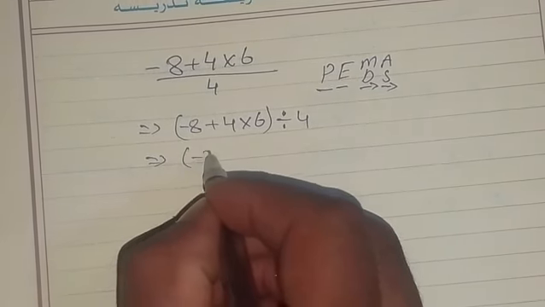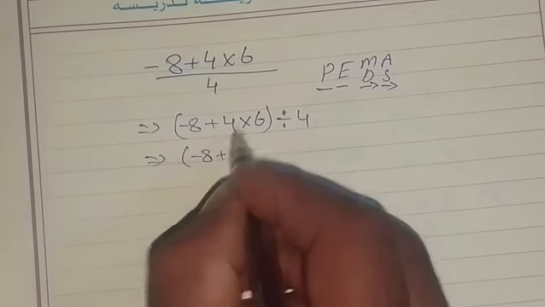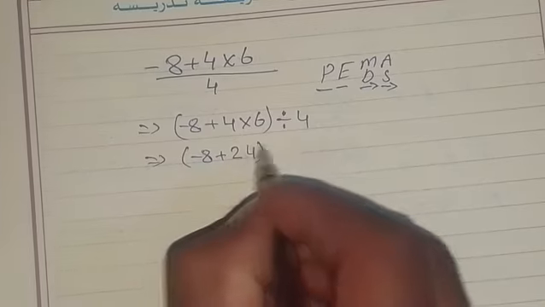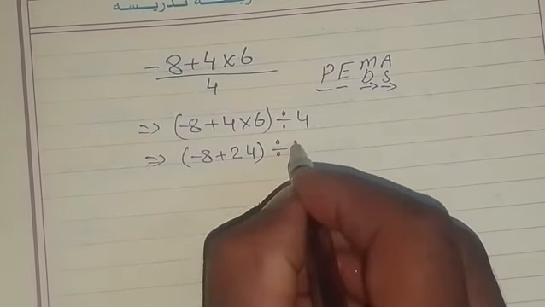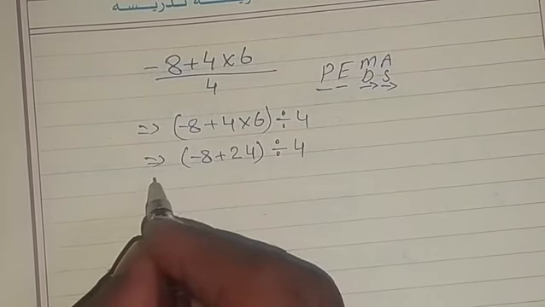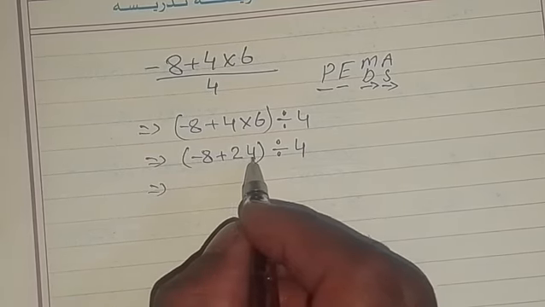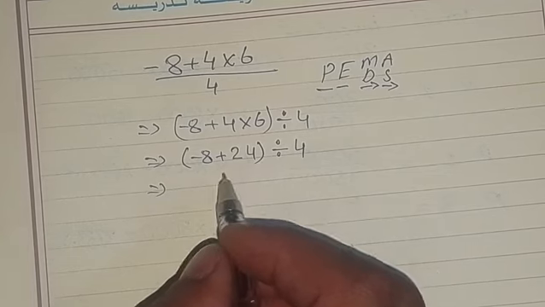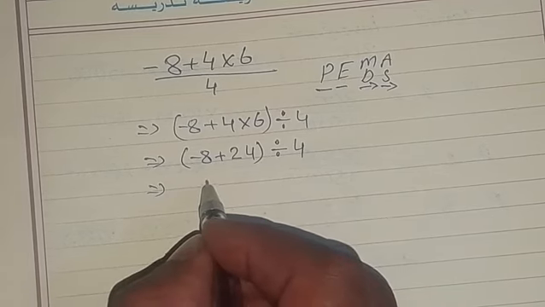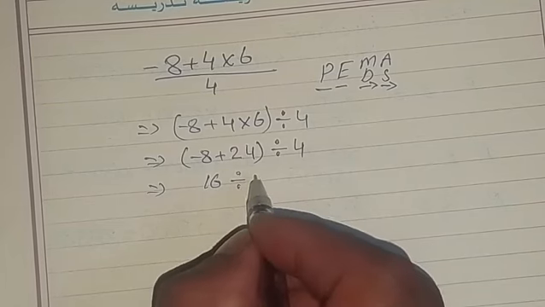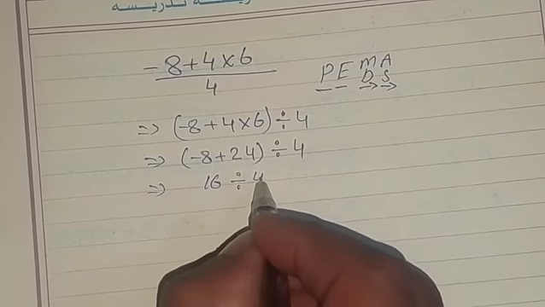So minus 8 plus 4 times 6, that gives us 24, over 4. Minus 8 plus 24 gives us plus 16, divided by the denominator 4.